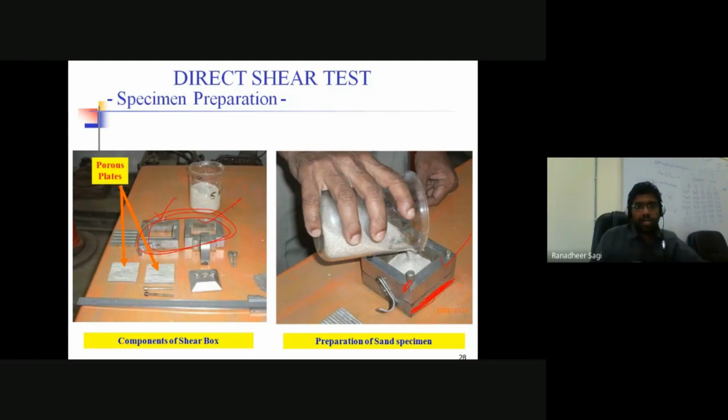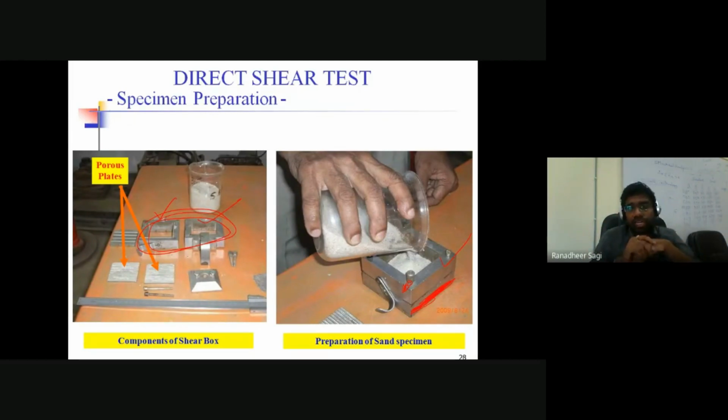We have to arrange the direct shear box in a systematic manner, starting from the bottom. At the bottom you'll have a plate which acts as the base for the complete setup. On top of that plate, you'll place a porous stone. On top of that porous stone, you'll place a filter paper. On top of that filter paper, you'll place your soil sample.